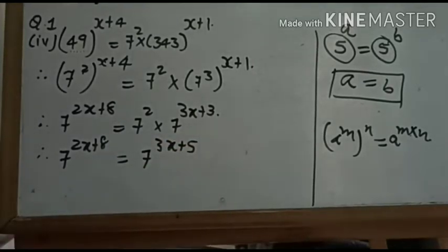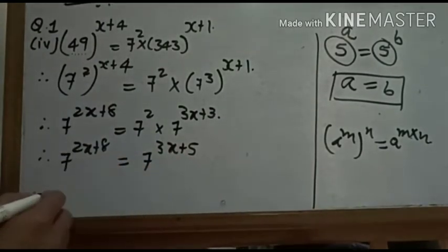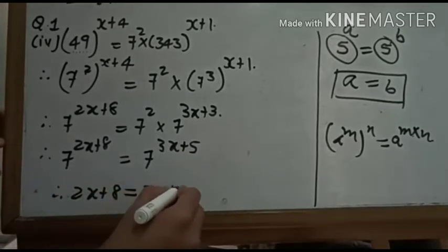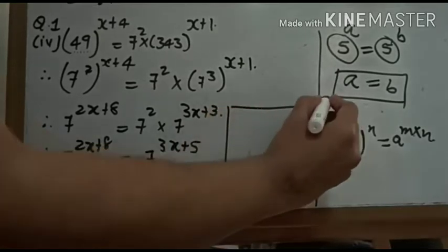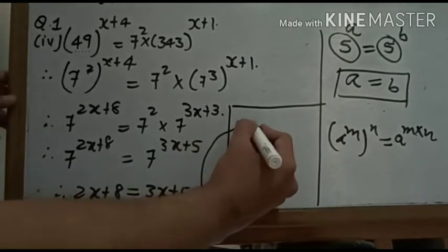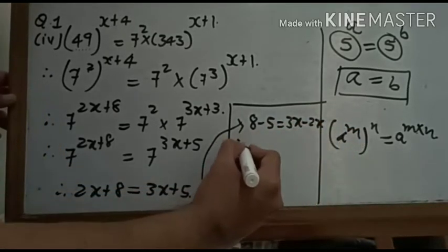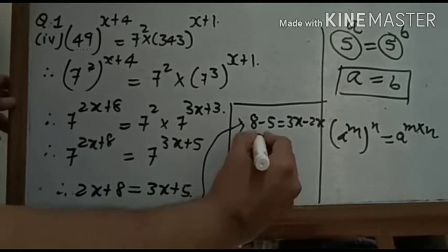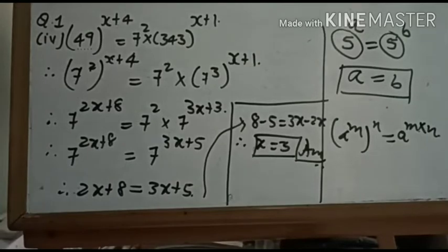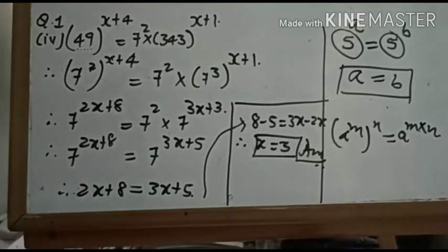Now if you remember the previous question and this particular concept, I can equate the powers because bases are same. So I get 2x plus 8 is equal to 3x plus 5. And my dear friends, now this is a linear equation in one variable. I can solve this equation. The equation will be solved like this: 8 minus 5 is equal to 3x minus 2x. So ultimately x will be equal to 3. This is your answer. So again, the key point here is to make the bases equal, and once the bases are equal, apply this particular concept: if bases are equal, then we can equate the indices.